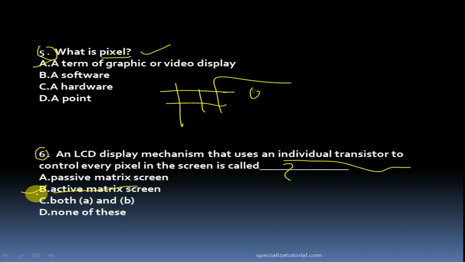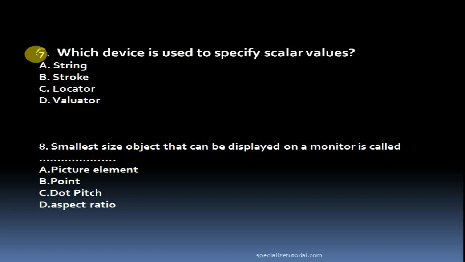Now take the next question, question number 7. Which device is used to specify scalar value? The options are A, string, B, stroke, C, locator, and D, valuator. So valuator, D, is the right answer.